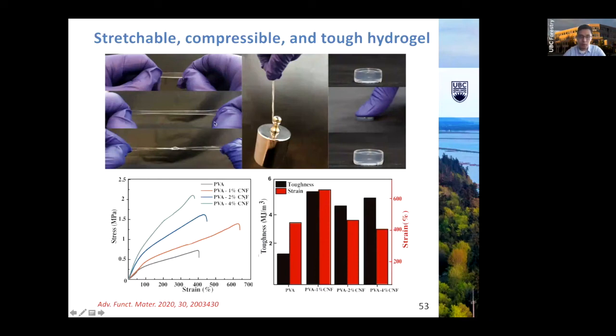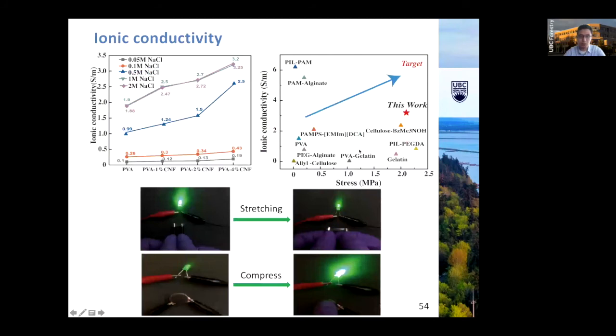The organohydrogel showed transparency. It showed very good stretchability as well as compressibility. I show here that we introduced different amounts of sodium chloride, for example 0.05 molar to 2 molar. As we increase the sodium chloride, the ionic conductivity increases.